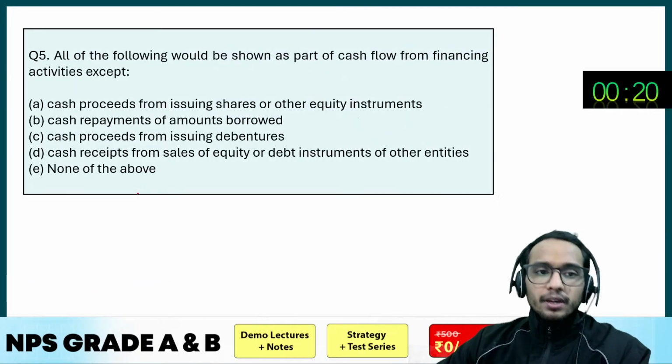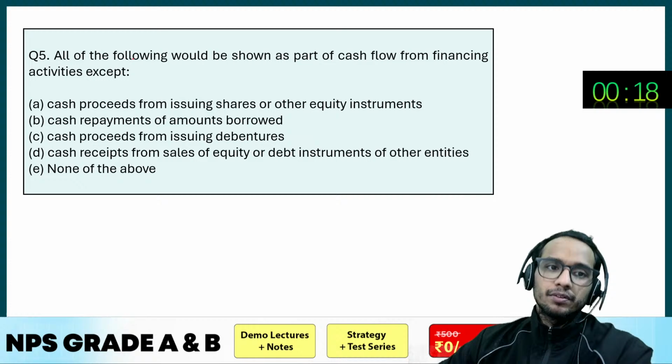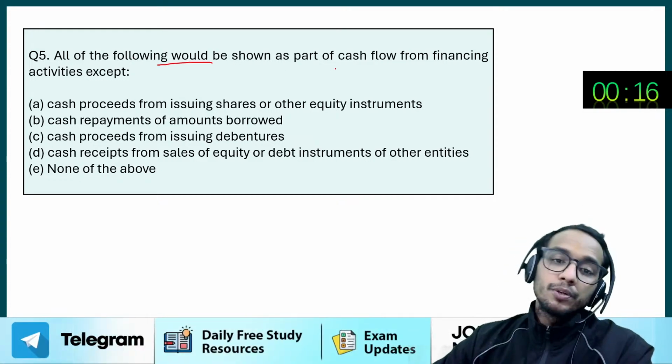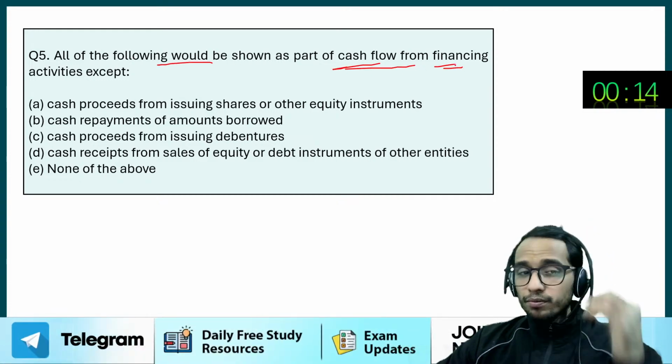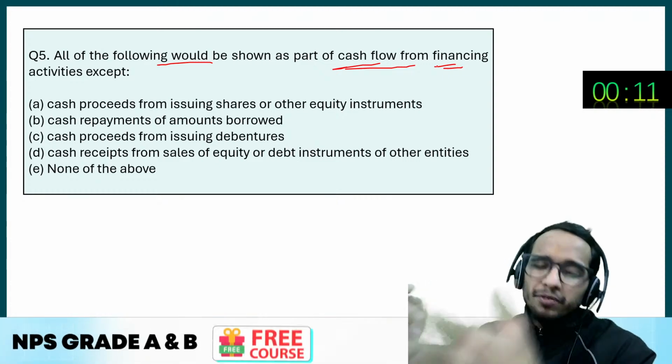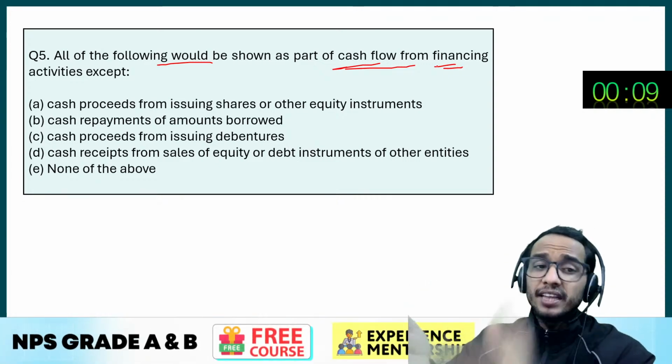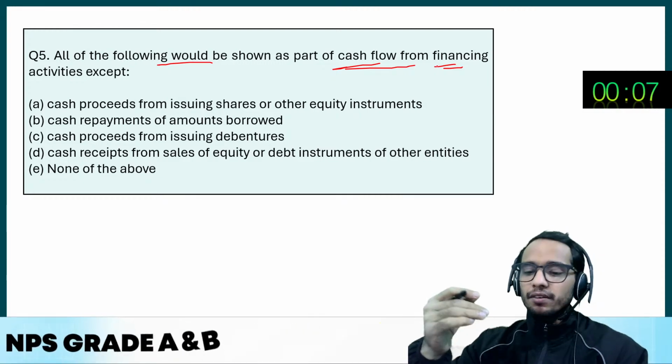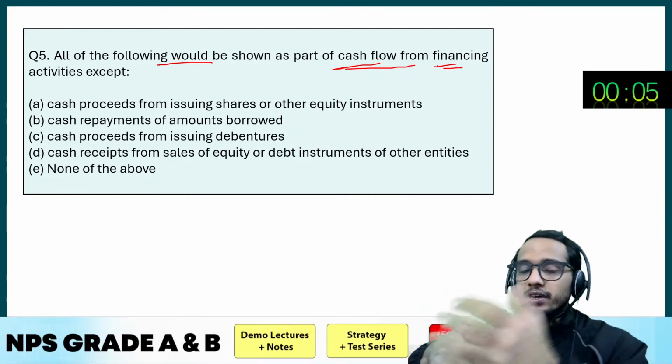Cool. Let's move to the 5th question of the day. All of the following would be shown as part of the cash flow from financing activities. Now, let me first tell you what this financing activities is. See, in the financing activities, you are trying to raise the company's funds. You are trying to raise your funds.